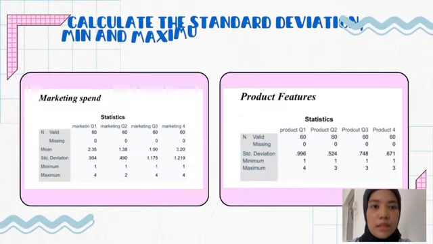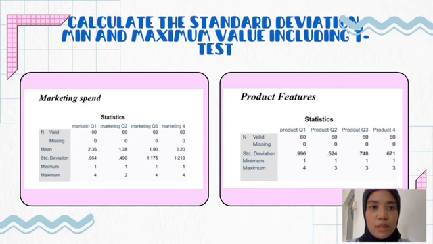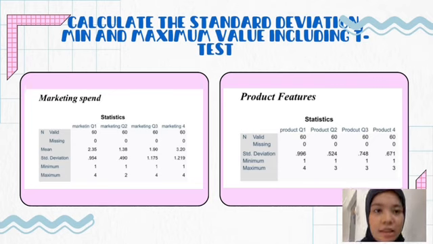My name is Nur Shahida. My matric number is 241220773. I will present to you the calculation of the standard deviation, mean and maximum in the t-test.